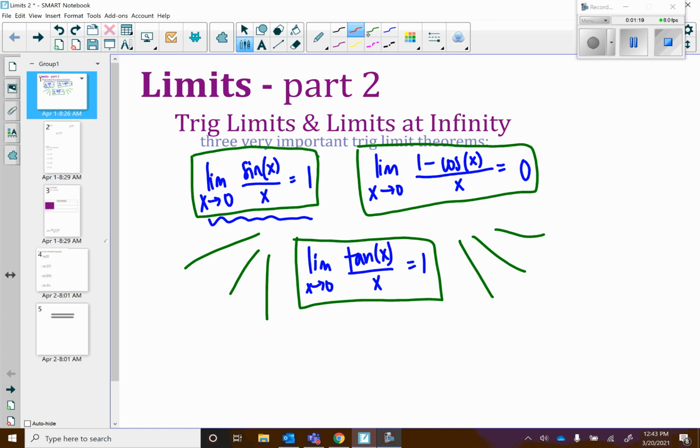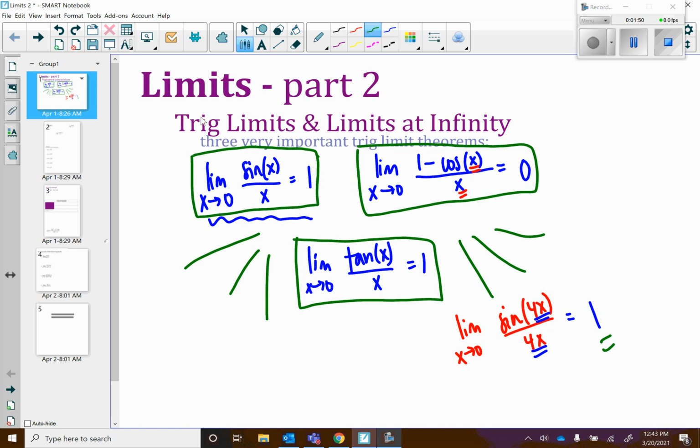The only thing to note is that if the thing inside the cosine, sine, or tangent is the same as what's in the denominator, this is also true. So for example, if I had the limit as x approaches 0 of sine of 4x over 4x, well, these two things are the same, and so this limit is still just 1, like we said above.